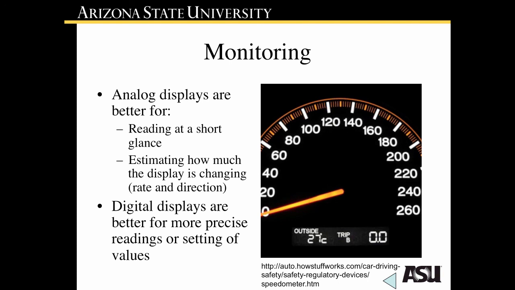You have to think about, what is the information I'm trying to convey? Am I trying to provide something that's really precise? Or am I simply trying to give people a general idea of what the reading is?